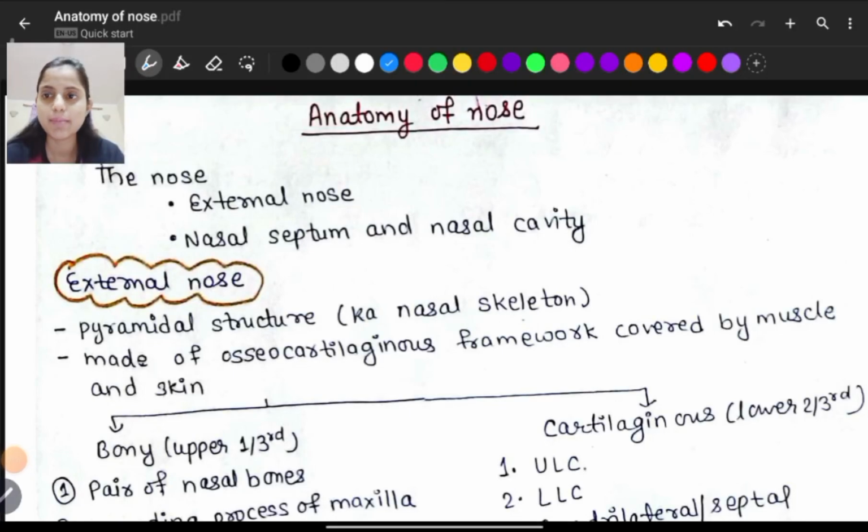We shall be talking about the anatomy of the nose. The nose has the external nose, the nasal septum, and the nasal cavity. External nose. The external nose is pyramidal in structure, also known as the nasal skeleton.